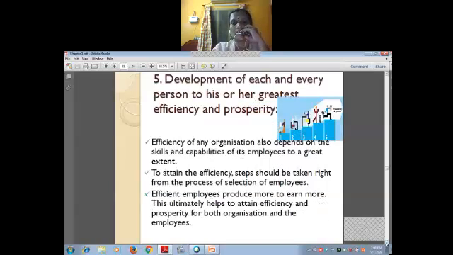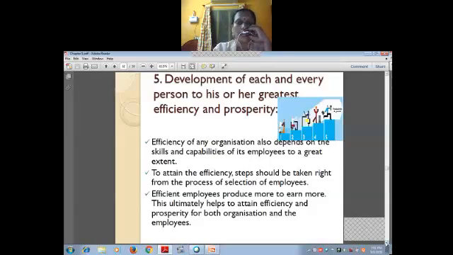Okay. Development of each and every person to his or her greatest efficiency and prosperity. Efficiency of any organization also depends on the skills and capability of its employees to a great extent. To attain the efficiency, steps should be taken right from the process of selection of employees. Efficient employees produce more to earn more. This ultimately helps to attain efficiency and prosperity for both the organization and the employees. So the development is based on the employees only, how we are treating the employees.